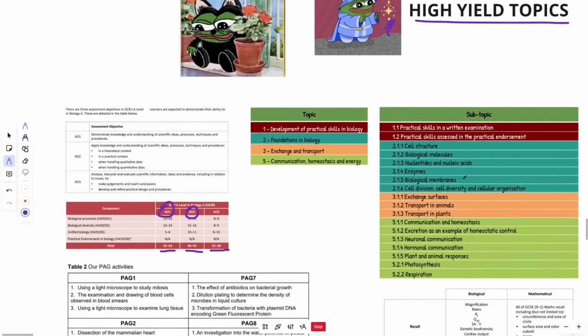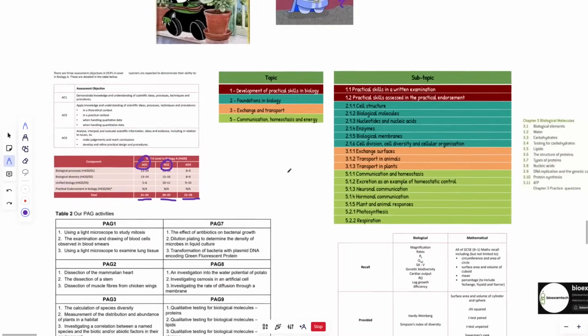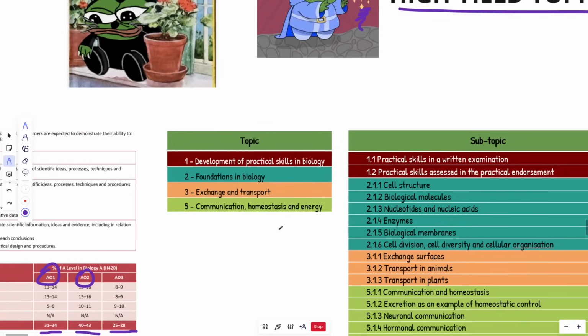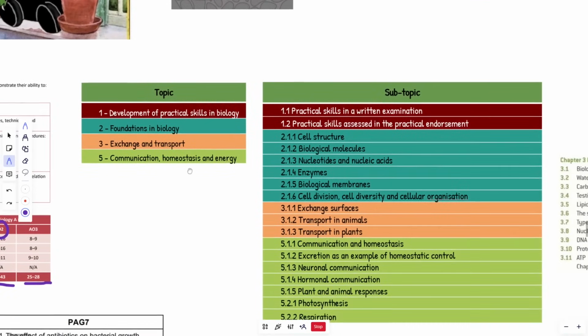So what I like to do is look more at the topics that come up, okay? This is a prerequisite, but it's going to just naturally unfold through your revision and through your questions. But it's a good thing to be aware of the breakdown that happens. Now, if we look at the topics that can come up in paper 1 for OCR, you've got topic 1, development of practical skills in biology, topic 2, foundations in biology, topic 3, exchange and transport, and topic 5, communication, homeostasis, and energy, okay?